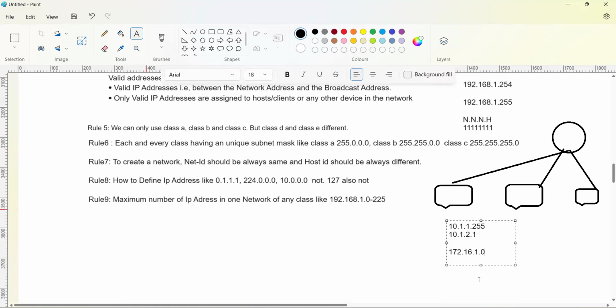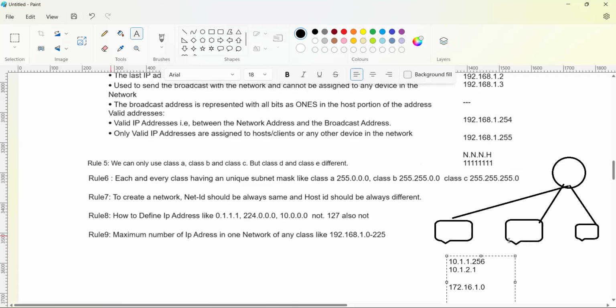The maximum number of IP addresses in one network of any class, like 192.168.1.0. As I mentioned here, up to 255 only it will be reached. After that the range will be changed. In class B, it won't move like class C. We cannot assign likewise. It won't take. These all are the rules of IPv4.